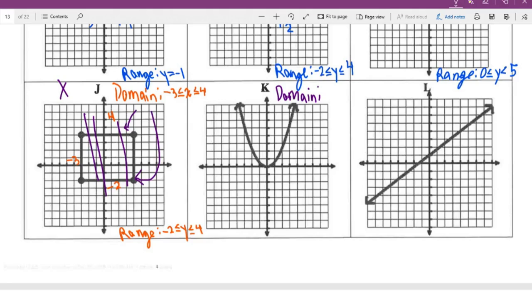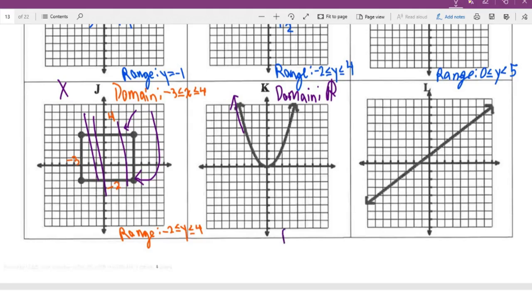So the domain for K, well, let's think about it a bit. We have arrows here, which means that our graph goes on forever. And that means this graph has a point at every possible x value. So that means that our domain is all real numbers. So that weird R symbol we drew earlier, we draw here.